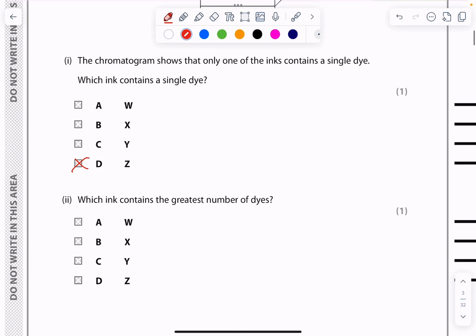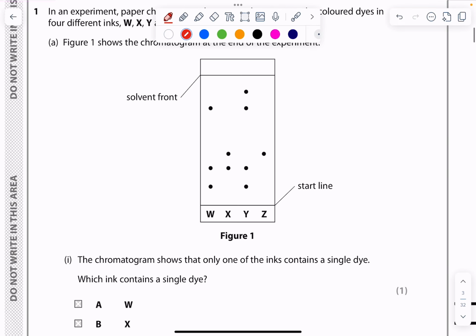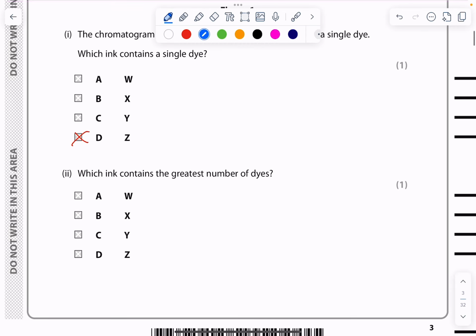Next one says which one contains the greatest number of dyes. The way we work that out is we look at how many dots each one of these contains. If we look at this first one, we've got 1, 2, 3 dots. X has got 1, 2. Y's got 1, 2, 3, 4. And we've already said Z's only got 1. So the one with the most in is this one, because each dot represents a different colour, and therefore we've got Y as the answer, which is that one.